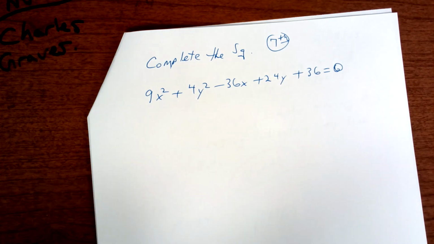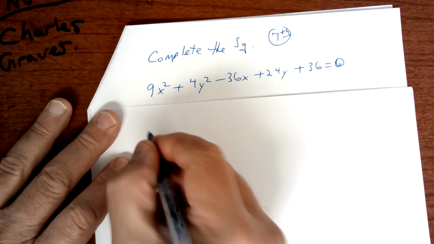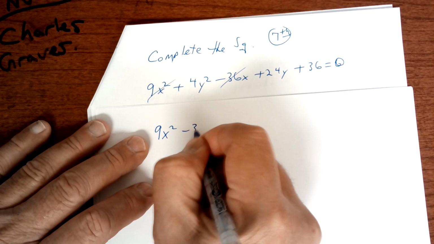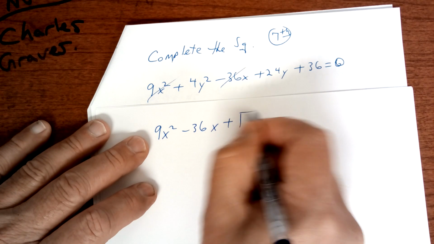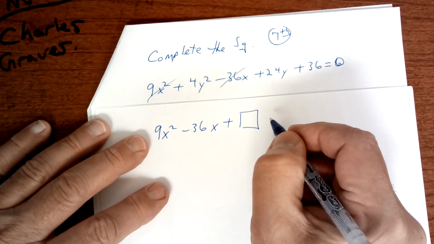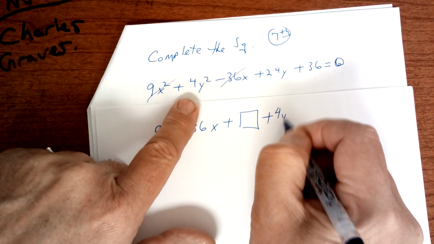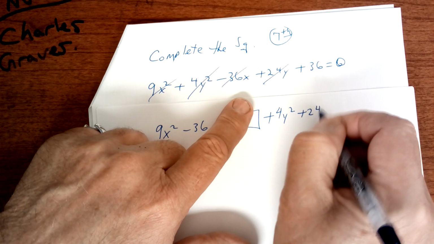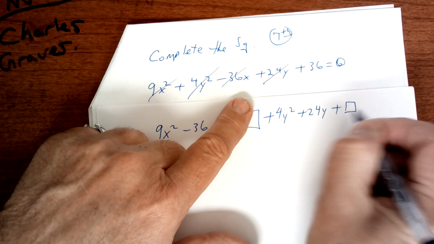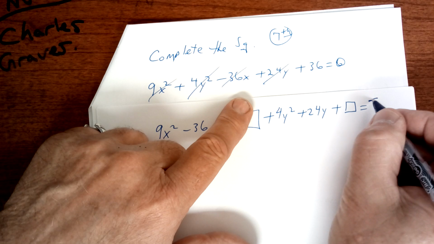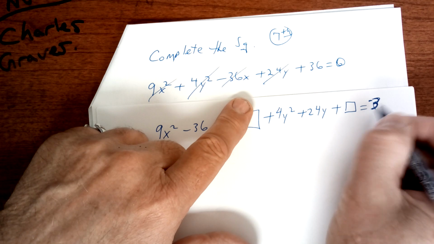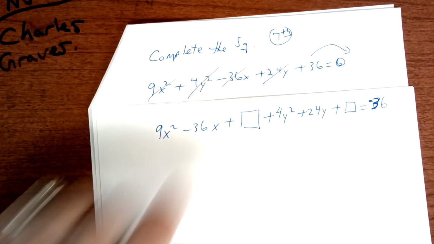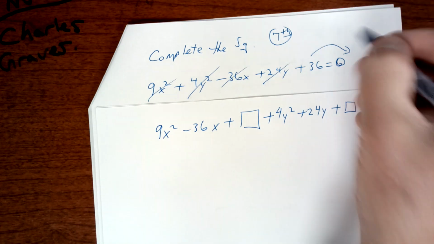And let's see what happens here. So we're going to have 9x squared minus 36x plus some number plus 4y squared plus 24y plus some number equals negative 36, because we're going to move that 36. Okay, so that's where we are.